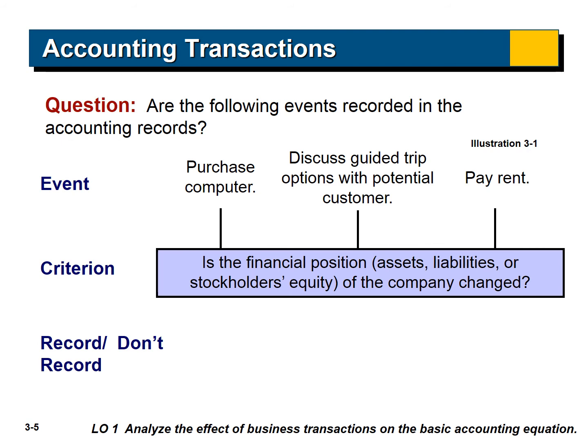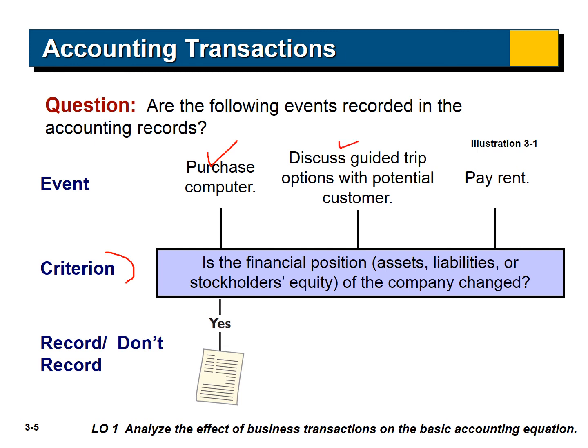So the question is, which transactions are recorded, which transactions are not recorded? And here's our criterion in the middle here. Is the financial position, that is the assets, liabilities, or stockholders' equity of the company, changed as a result of the event? If it's changed, then you have to record it. If it's not, you don't. So the first event up here is to purchase a computer. Does that change the financial position? Yes, it does. It changes it because now you have a computer where before you didn't. So your assets changed.